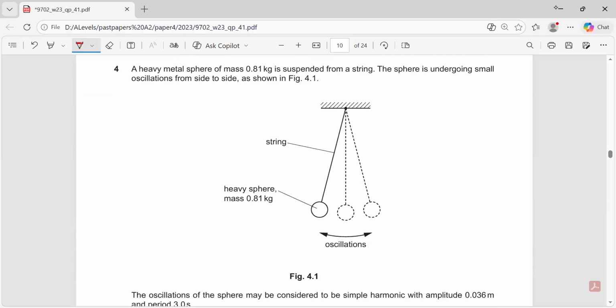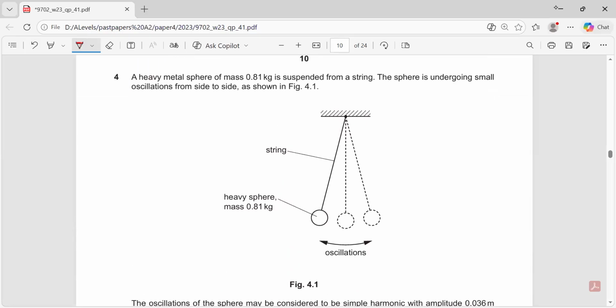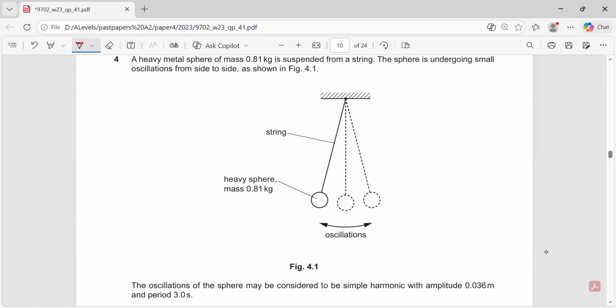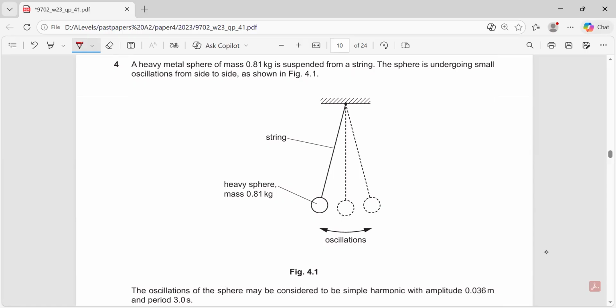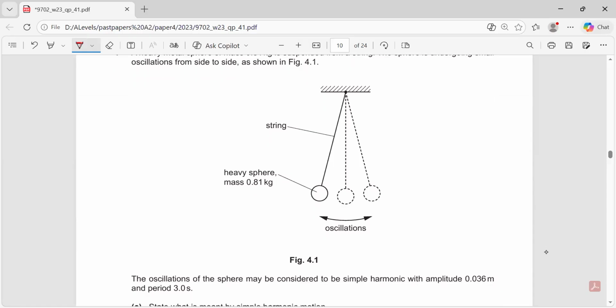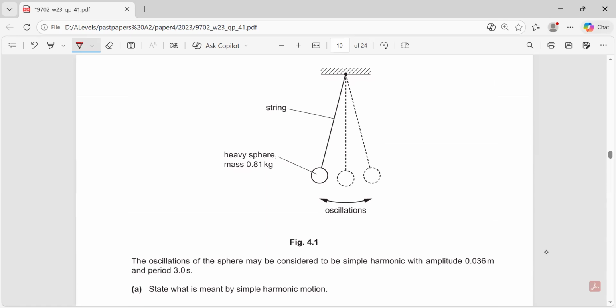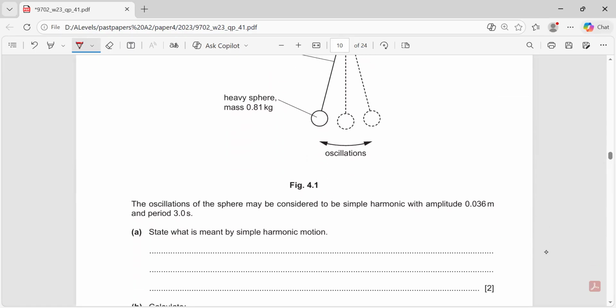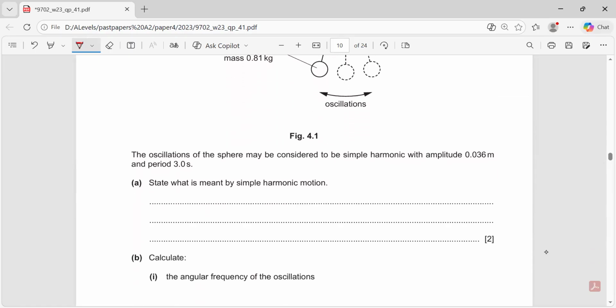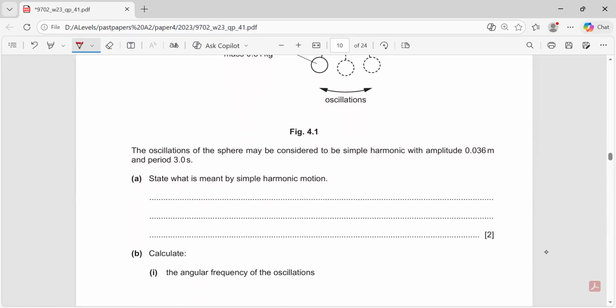So next, let's jump to the next question. Question number 4. A heavy metal sphere of mass 0.81 kg is suspended from a string. The sphere is undergoing small oscillations from side to side as shown in figure 4.1. These are the oscillations carried out by the sphere, with the string attached to it. The oscillations may be considered simple harmonic with an amplitude of 0.36 and a period of 3 seconds.